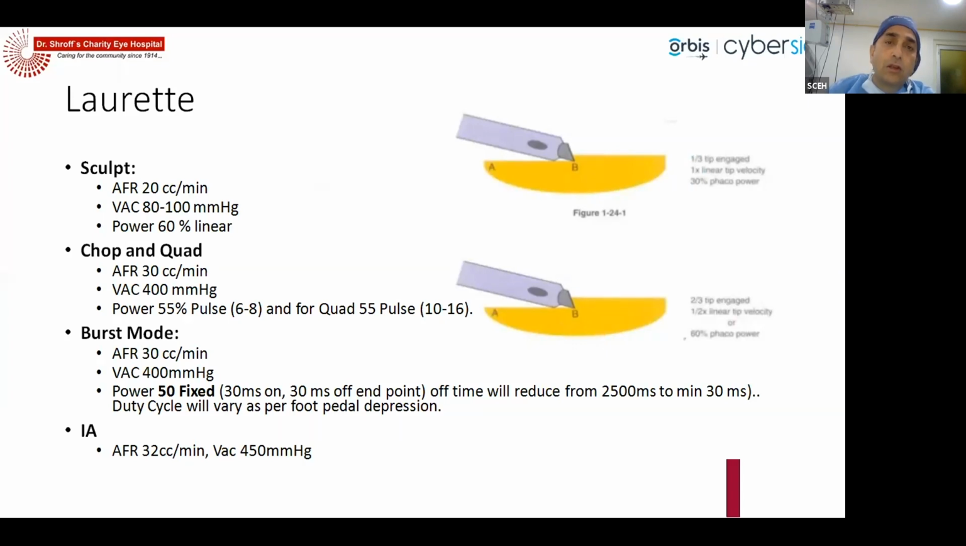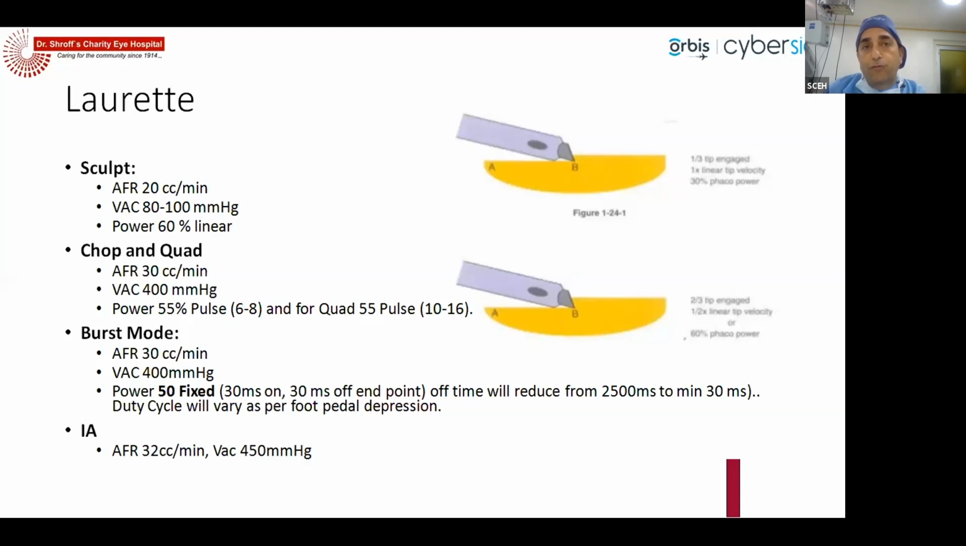You use low flow rate, low vacuum, and linear power when you're sculpting. You don't want the piece to move. You don't want it to get attracted to you. It's like when you want to cut a slice of pizza, you first fix it with a fork. Similarly, if it's moving around, it'll be difficult to slice it. Similarly, when you're sculpting, you want things to be stationary. You don't want the whole nucleus to rock or come to you.